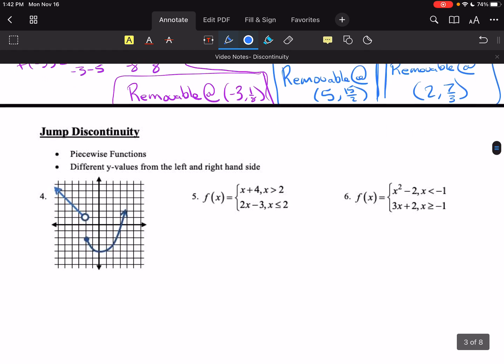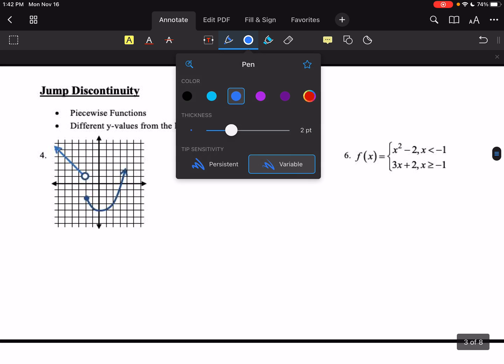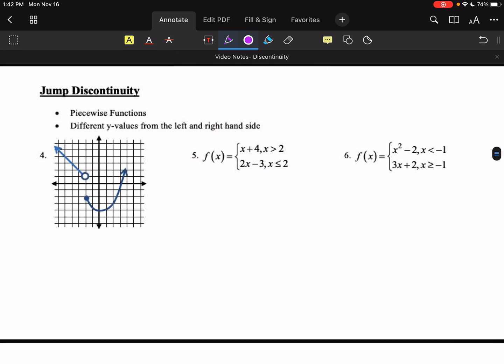Now we're going to look at a jump. Okay, and we've dealt with jumps before when we dealt with piecewise functions, right? It's where the graph physically jumps up or down. Okay? So looking at a graph, I see that I jump from here to here. So we would describe this discontinuity as a jump at x equals -2. So that's how we describe jumps, okay?